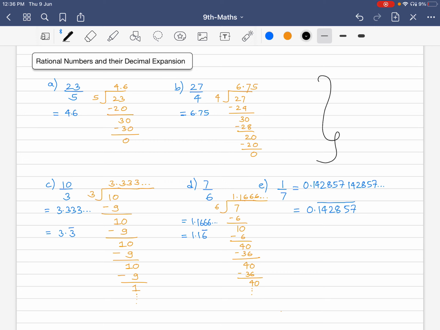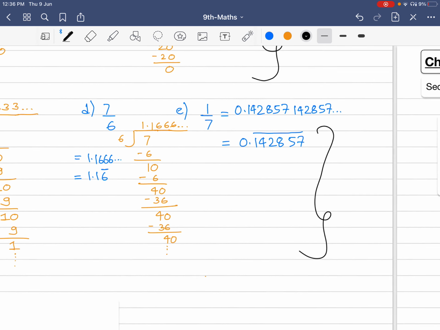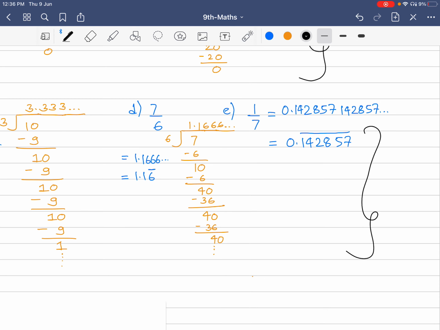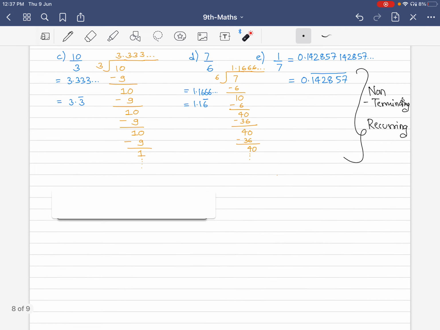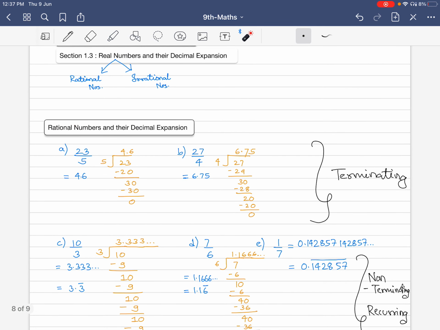Okay, so this is something called, I'm going to write here, terminating, because the division terminates. Okay, and this example here was non-terminating. Okay, I don't have space. Cool. So this example here is non-terminating, so I'm going to write here non-terminating because the division does not terminate. However, it was non-terminating and recurring, as in repetitive. The digits to the right hand side of the decimal were repeating.